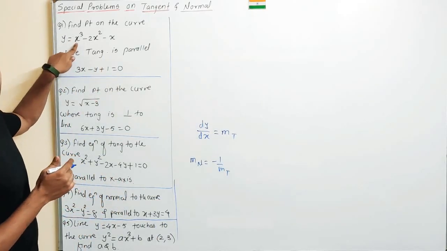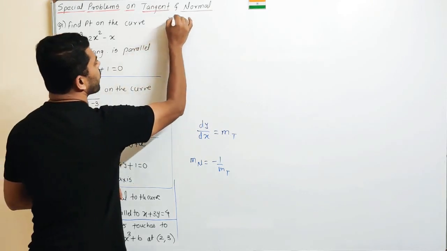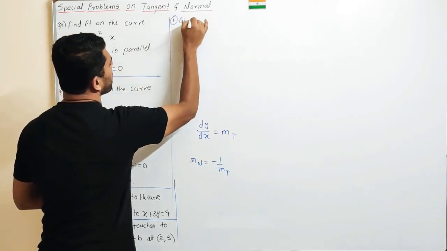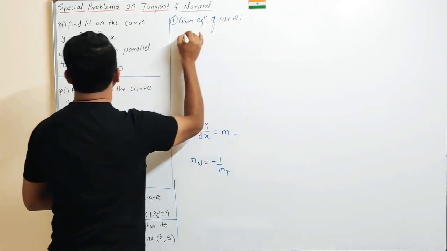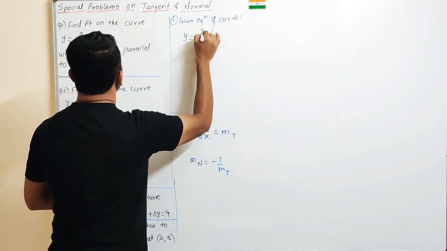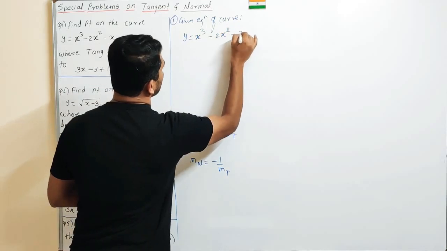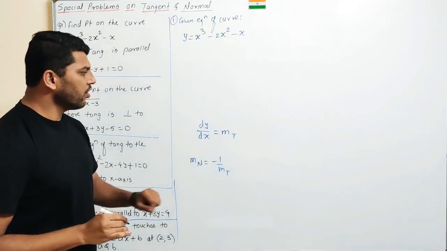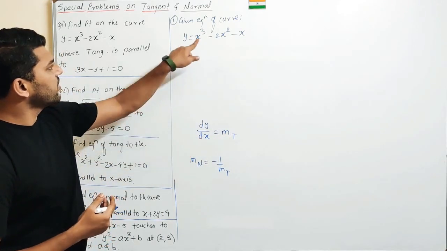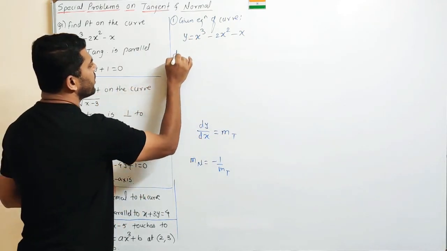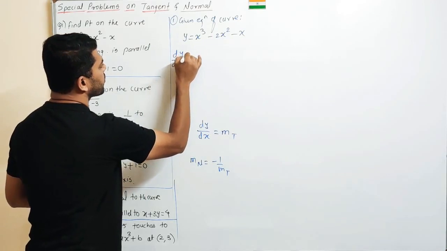This is the given equation of curve. For question 1, the given equation of curve, or the function, is y equal to x cube minus 2x square minus x, and to find the slope of tangent you must differentiate this given curve. So I am differentiating this given curve with respect to x.